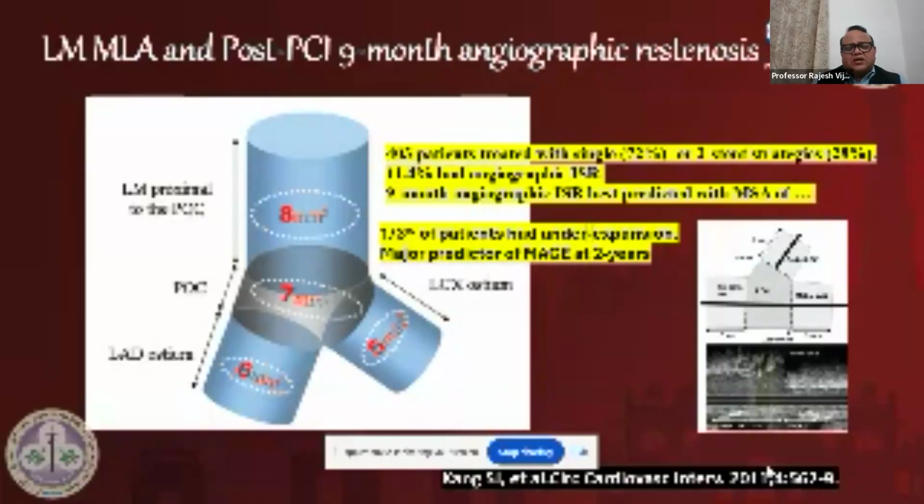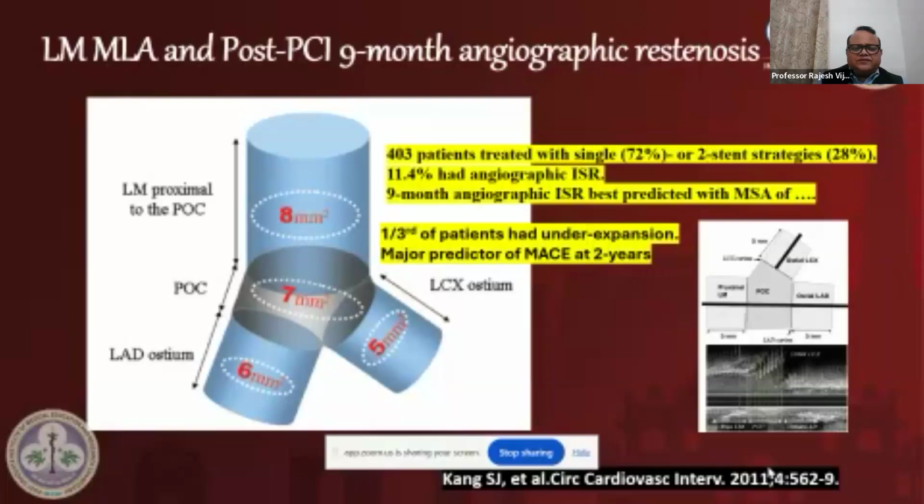And this particular rule of 5, 6, 7, 8 is based on a study again from South Korea where 403 patients were treated with a single stent in 72% of the patients and 2 stents in 28% of cases. It's the 9-month angiographic ISR prediction on the basis of this particular formula. In case the MLA is less than the particular area, it's likely to have a 9-month angiographic restenosis.